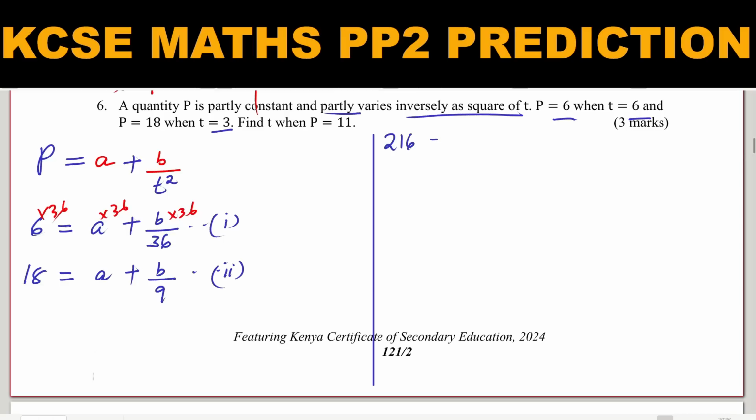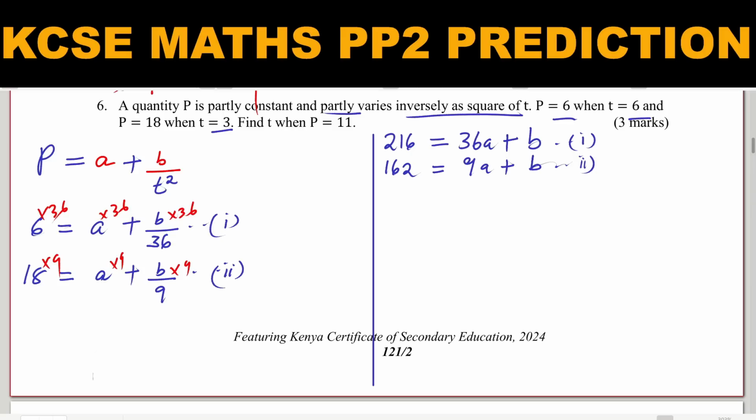So 216 is equals to 36a plus b. That is the first equation. The second equation, you can multiply each of these by 9 to get rid of that denominator. And this will give 18 times 9, 162, is equals to 9a plus b, like that. Then those are simultaneous equations with a and b.